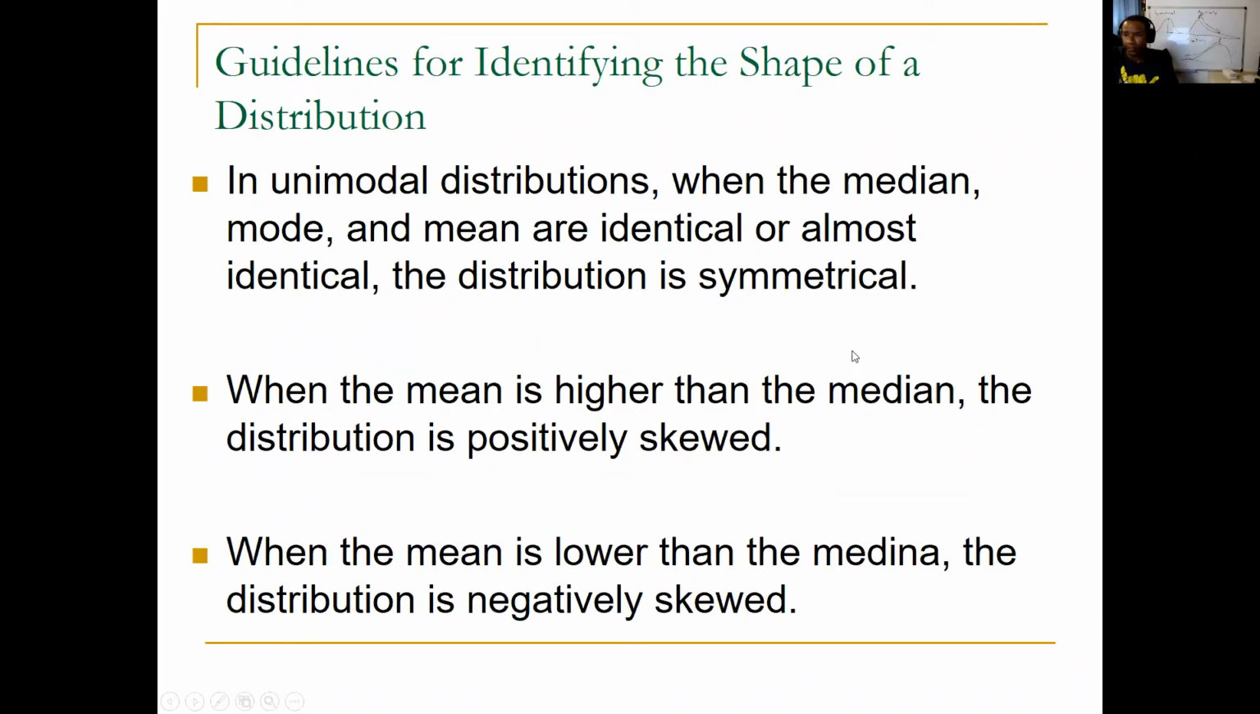All right, so like I said, some guidelines for identifying distribution. In unimodal distributions, when the mean, median, and mode are identical or almost identical, you know the distribution is symmetrical. Like I said, you could examine it visually, and then you could calculate it mathematically to determine whether or not it's symmetrical, positively, or negatively skewed. Again, when the mean is higher than the median, we have a positively skewed distribution. When the mean is lower than the median, we have a negatively skewed distribution.